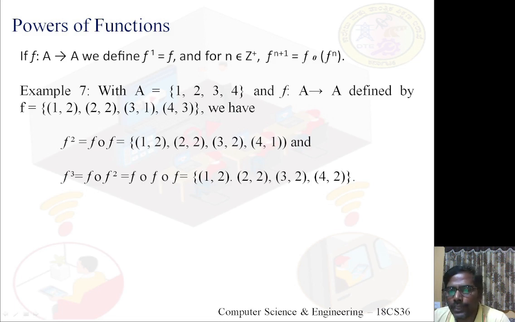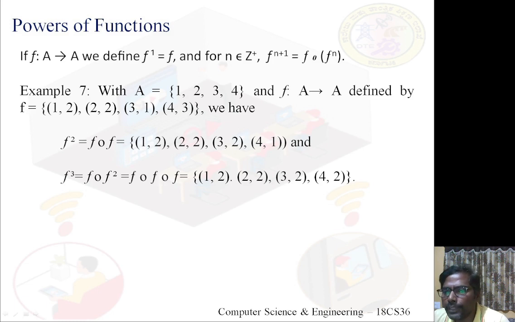Now we have f square. So let me obtain f cube. f cube is nothing but f dot f square. From f square we have a mapping 1 to 2, and from f, 2 is mapped to 2. So 1 is mapped to 2. Clear? Now in f square 2 is mapped to 2 and in f 2 is mapped to 2. So again 2 is mapped to 2.